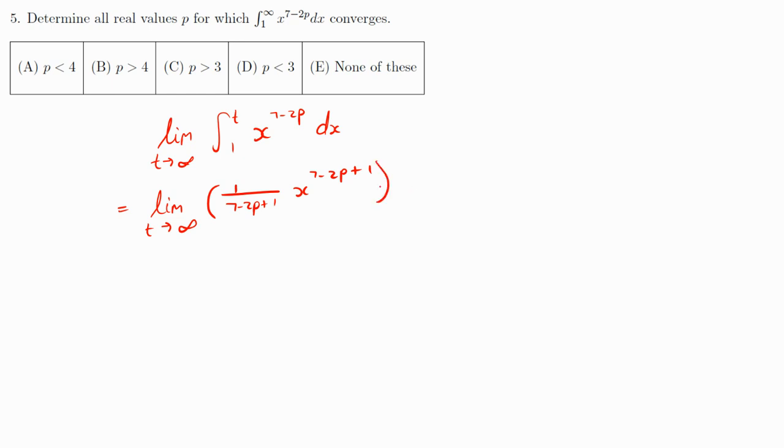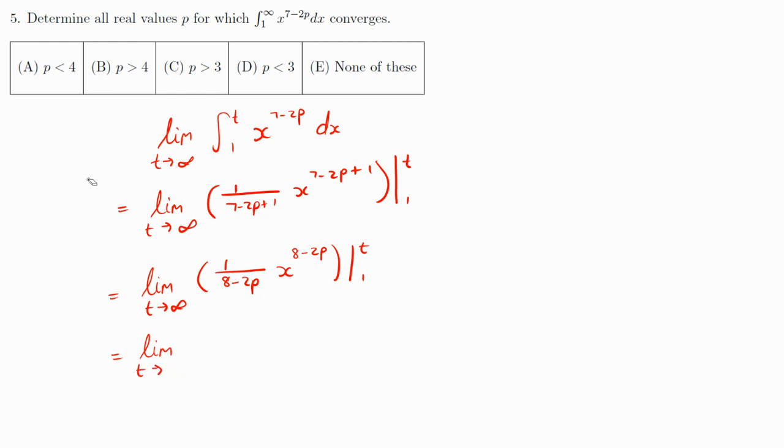Perfect. Remember, I add 1 because that's how integration works. You divide the front part by the exponent plus 1, and then you add 1 to the exponent. Perfect. So this will be evaluated between t and 1. So the limit where t goes to infinity is equal to 1 over 8 minus 2p, x to the power 8 minus 2p, still evaluated over that interval.